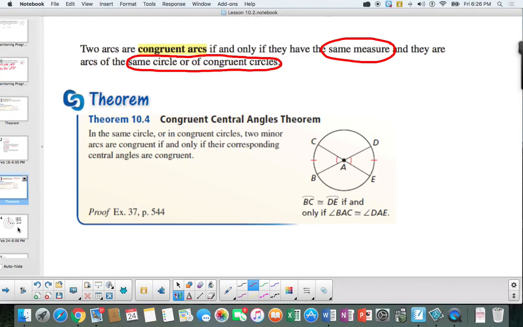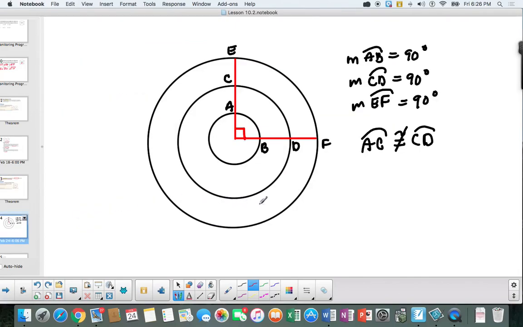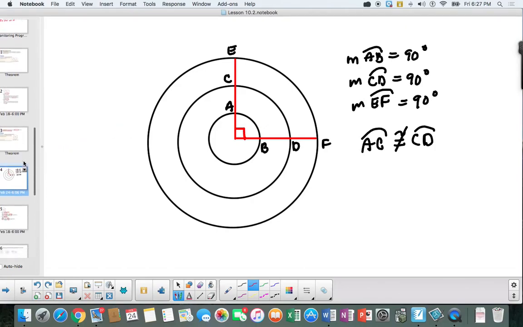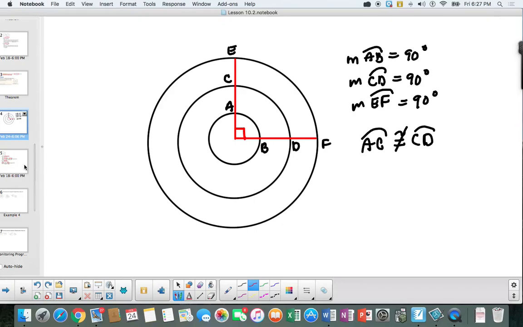Before we go to the proof, let's take a look at what I'm talking about here. I want you to notice that all of these arcs are 90 degrees, but the arcs are not congruent to each other. If I were to take this arc and translate it, it would not match CD. There is no way, because CD is much longer than AB and has a different kind of curvature, so it won't match. So we need two requirements: congruent circles and congruent measurements.